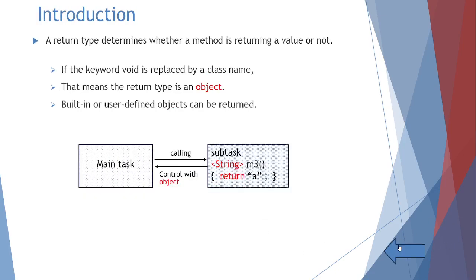The third type is if the keyword is replaced by a class name. That means the return type is an object of that class. Either built-in or user-defined objects can be returned. In the example, string M3 is the subtask name. It is returning a string. So the return keyword is trying to send a string. String is a built-in class.